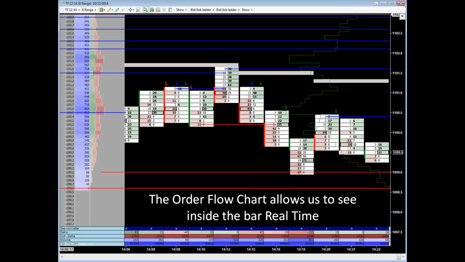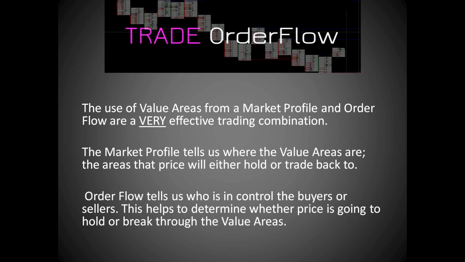Now I have this set up on an 8-tick range chart. That's just my preference. You can use a 5-minute chart. You can use a 15-minute chart. You can use whatever you like. But this flows well for me. I have an easy time seeing it, so I like to use an 8-tick range chart.